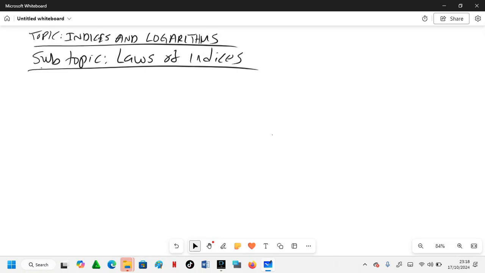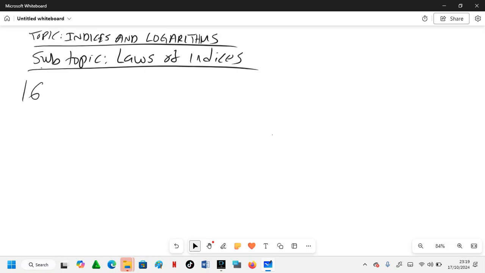Indices is simply talking about writing numbers in power form. If you raise a number to a certain power, the number that is raised is called the index, and the plural is indices. For example, take 16, right?